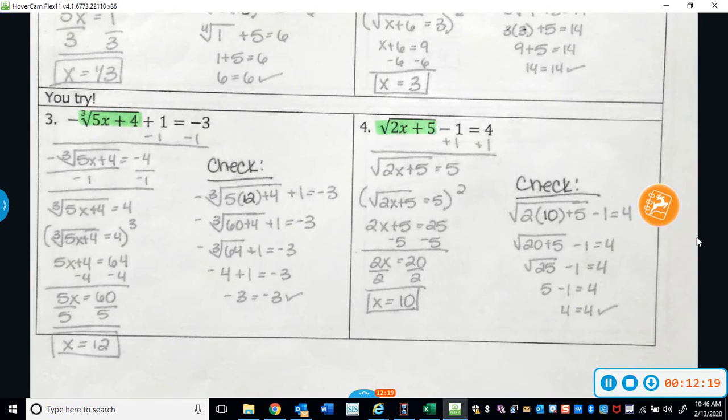All right. So what are your questions for me about these types of equations? Anything so far that you're having trouble with? Okay. We'll kind of circle back to them in a little bit.